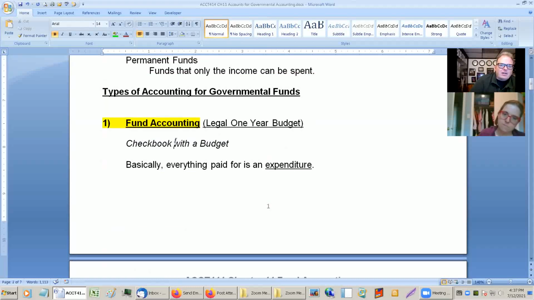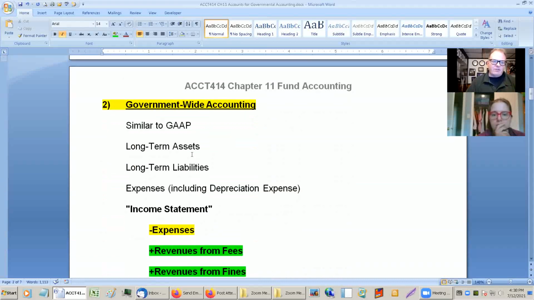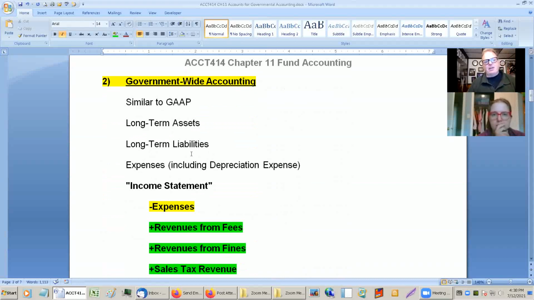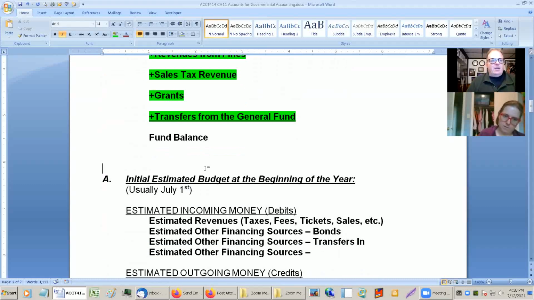Ironically, the fund accounting income statement thing that they use, they call it a statement of revenues and expenditures. It looks very much like an income statement like you normally see. So government-wide accounting is very familiar, except for the kind of income statement thing, which reverses the expenses with the revenues. Kind of wacky.